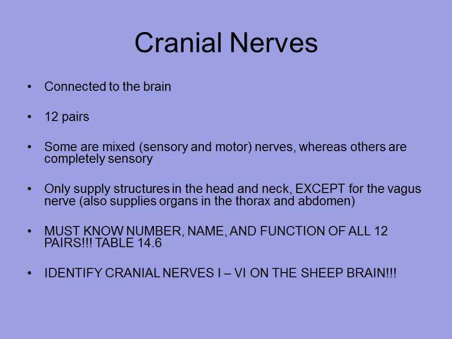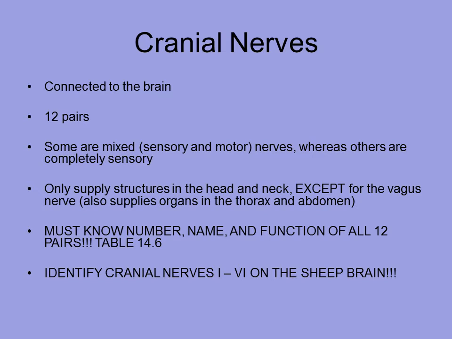Some of them contain just sensory information, meaning it's just bringing information to the brain itself. Some of them are mixed, meaning they have both sensory and motor nerves. So some of the nerves are bringing the information towards the brain, and some are sending that motor information away from the brain for the response. With the cranial nerves, 11 of the pairs are innervating or receiving stimuli from structures in the head and the neck. There's only one, the vagus nerve, which actually extends down to the thorax and the abdomen.